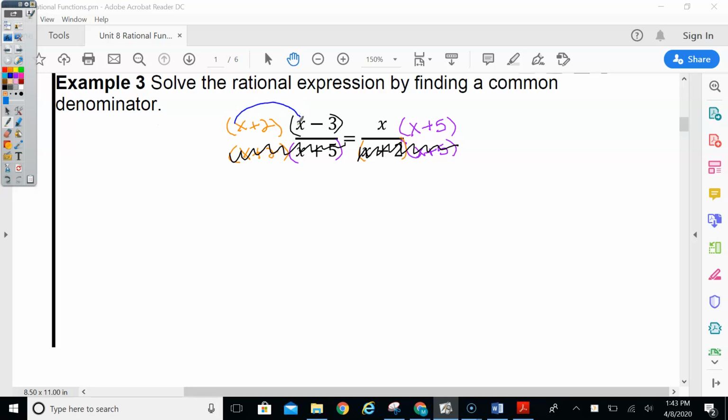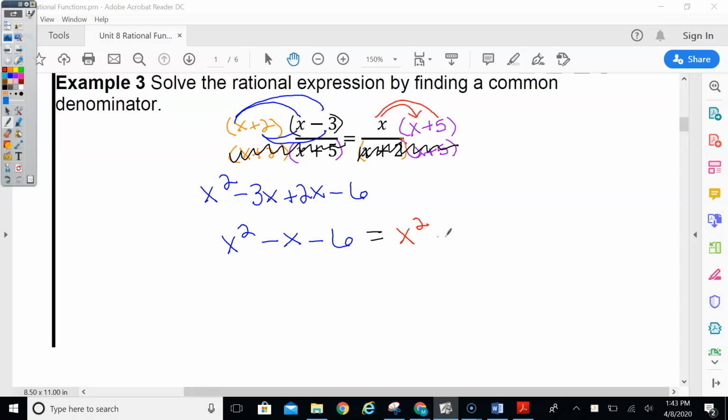So x squared minus 3x plus 2x minus 6. So we get x squared minus x minus 6 equals, this side we just have to distribute the x. So here, x squared and plus 5x. So if you look at it this time, yes, we have x squared, so we have a quadratic, but notice I have an x squared on this side. So when I combine my like terms, these actually cancel each other out. So I'm just left with this linear equation.